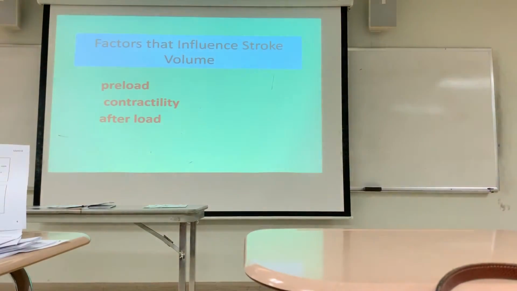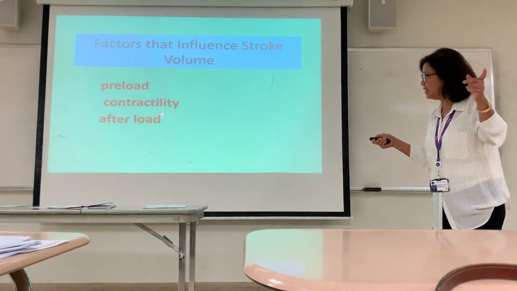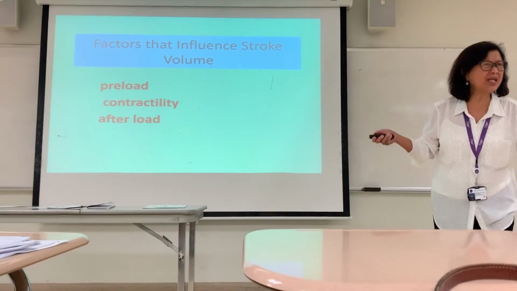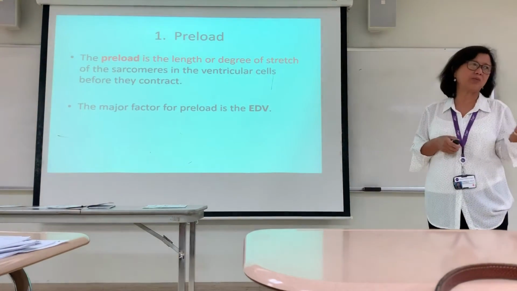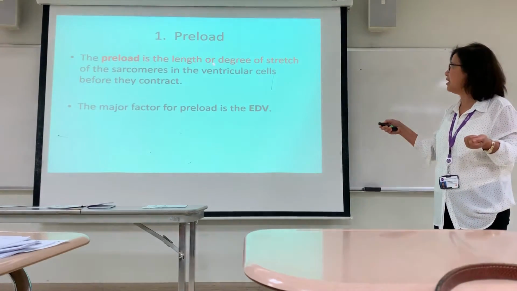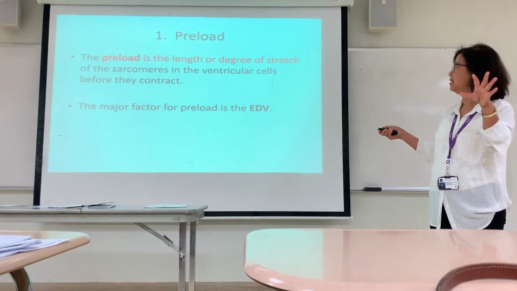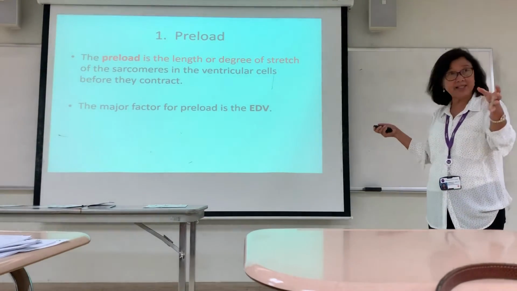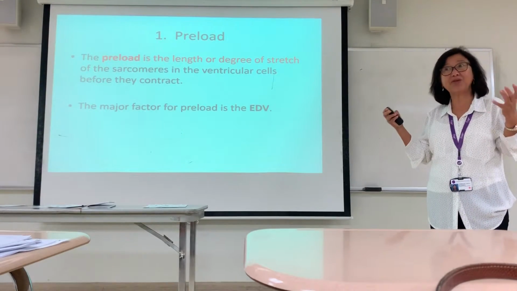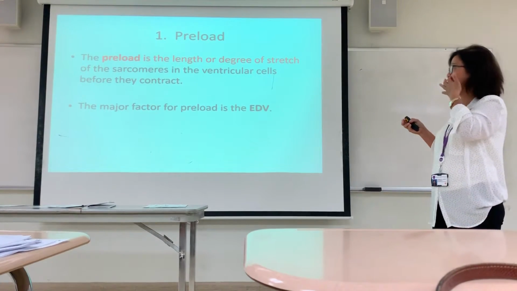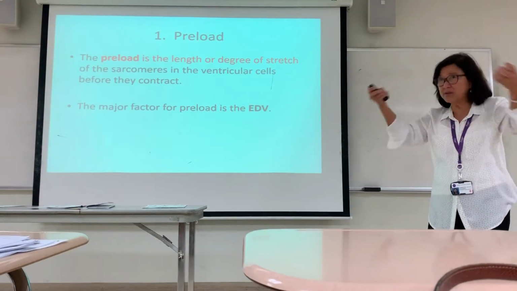Okay? So these are the factors: preload, contractility, afterload. Please remember these words. So what is preload? Preload is the length or degree of stretch of the sarcomeres of the cardiac muscle in the ventricular cells in the ventricles before they contract. That's your depolarization. So how much is the stretch, the degree?